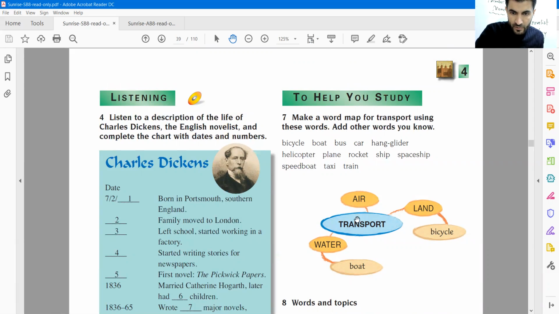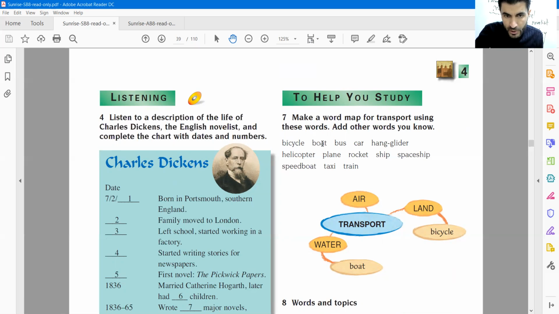So these are means of transport. You can transport by air, you can fly, okay? You can transport by land, or you can transport by water, or sea. So map using these words, add other words you know, like for example, we've got bicycle. Is it from air, or water, or land? Yes, it moves on land, on the ground.